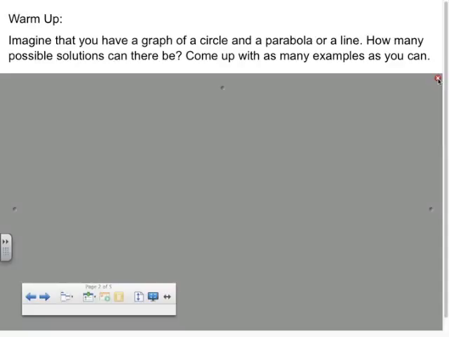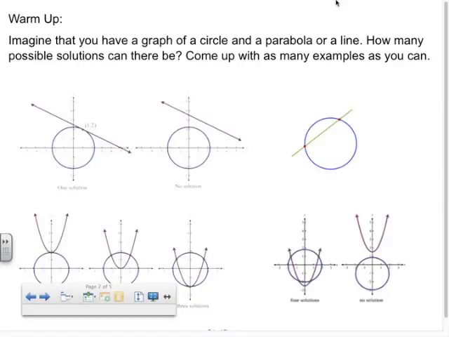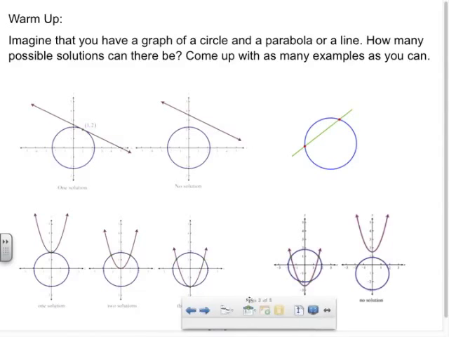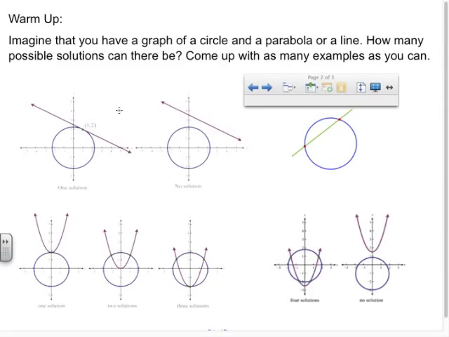Okay, let's see what you came up with. You should have come up with examples like you see on my screen. When you have a circle and a line, there's actually three possibilities. You could have one solution, like you see here. You could have no solutions, or you could have two. If you have a circle and a parabola, there's actually several different examples. You could have one solution, two, three, four, or none. And those are all the possibilities.